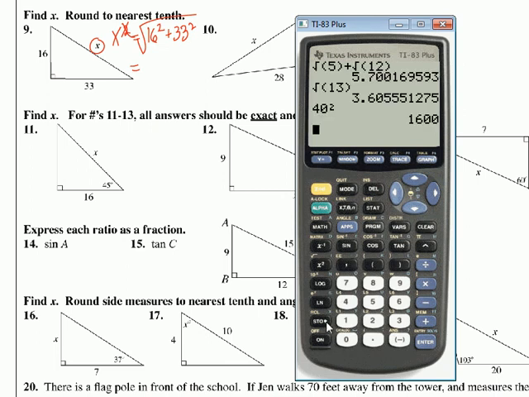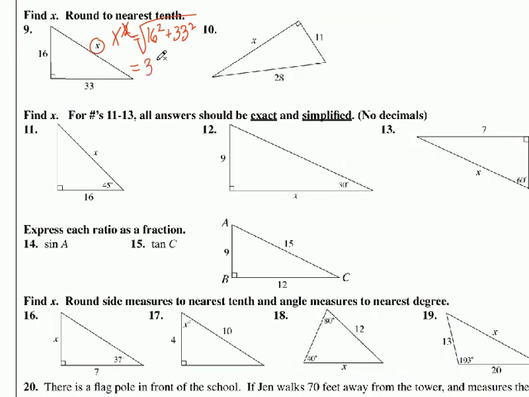So let's do that. 16 squared plus 33 squared. All right, and that gives you that big old number right there. What do we have to do to that big old number though? Take the square root of that number. Oops. Why do I always do that? Oh, I hit the 3 instead. That's what I want right there. All right, and then that equals 36 point what? Nearest tenth? 36.7. That's all there is to it.